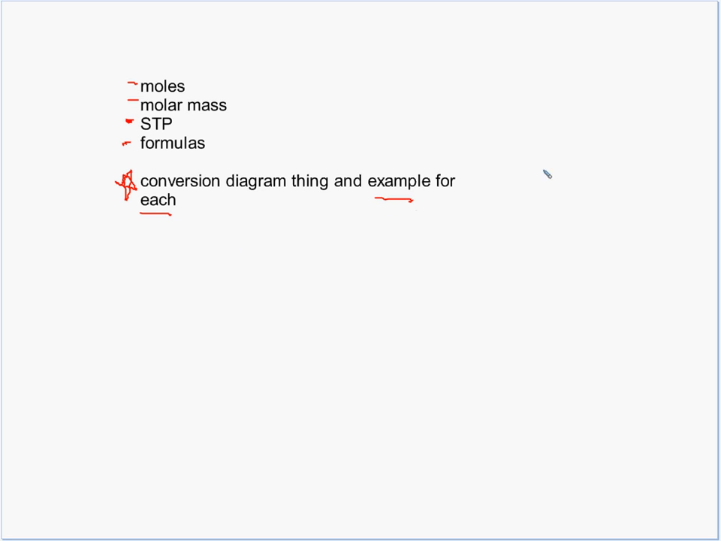So let's actually start with the conversion diagram thingy. That's what I'm going to call it, apparently. Conversion diagram thingy. Very scientific, right? Okay, so we know moles goes in the center, right? Because everything can convert through moles. It doesn't really matter what direction you put everything else, but moles is connecting everything else.